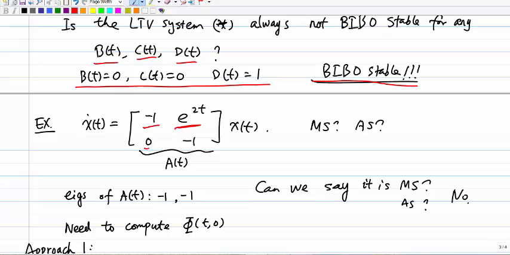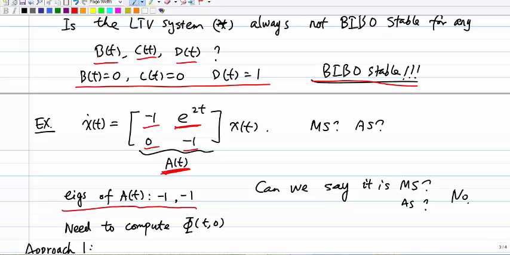So this is constant, this is constant, but this is not a constant. So it's still a linear time varying system. I want to verify if the system is marginally stable and if it is asymptotically stable. If you look at this form, you can find the eigenvalues of this matrix A(t). Although it's time varying, the eigenvalues are actually static; they don't change. Because this is an upper triangular matrix, the eigenvalues are just -1 and -1.